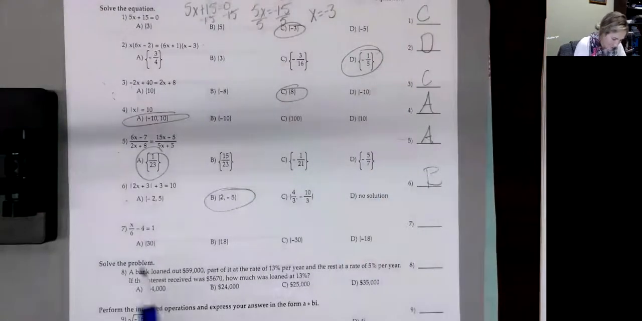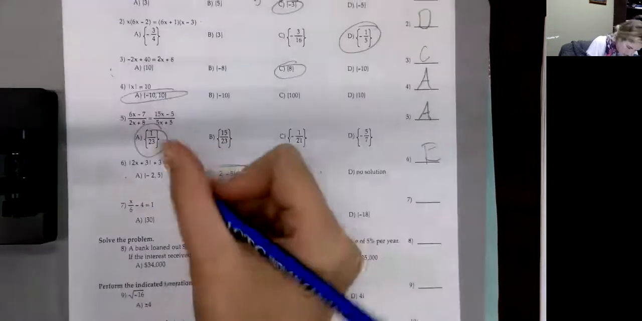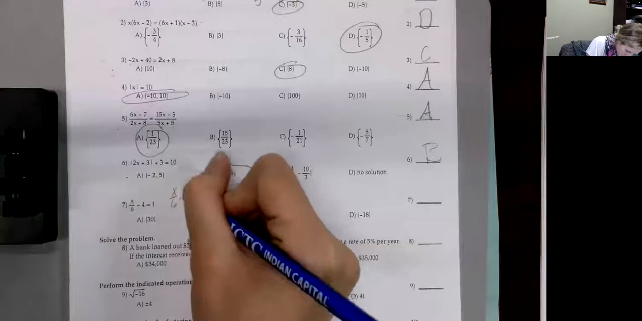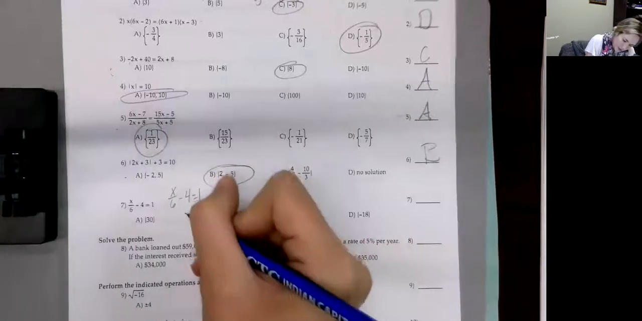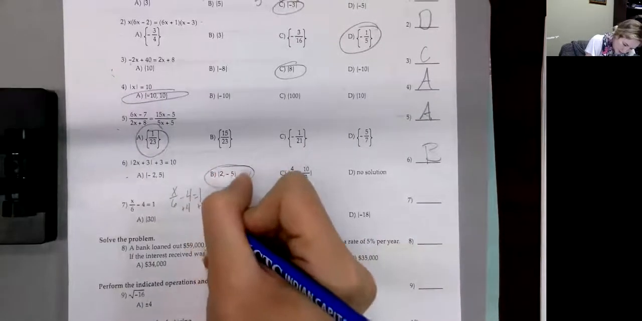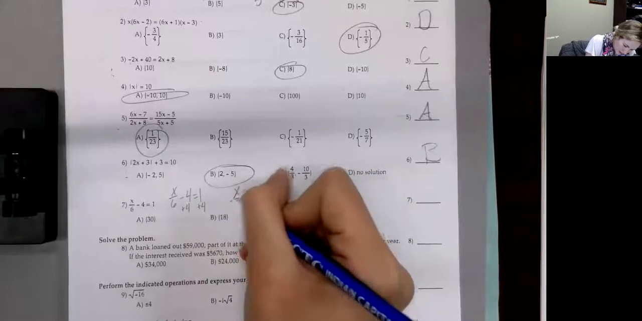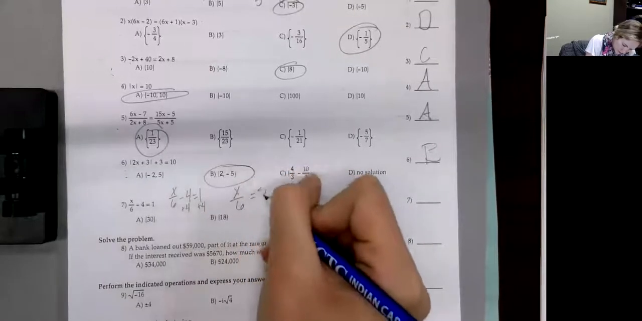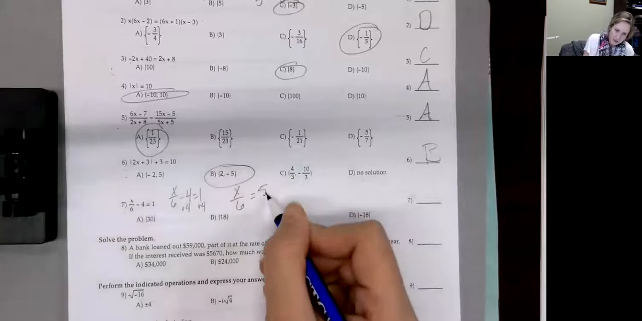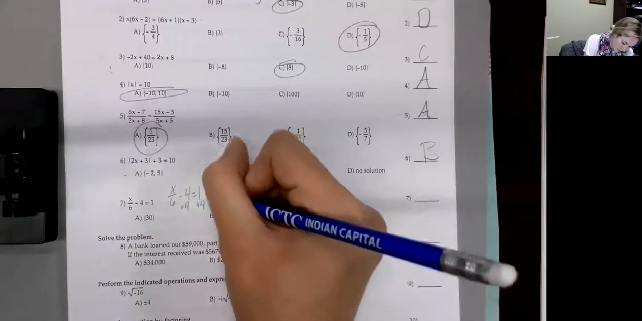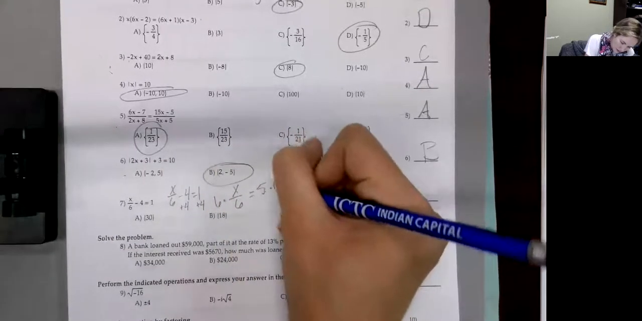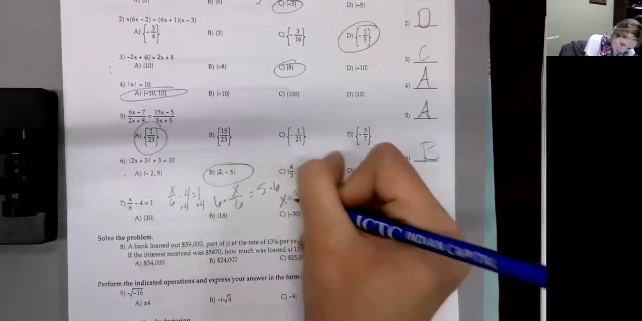Cool. Okay. So 7, we have x divided by 6, subtract 4 equals 1. So the first thing we do is add 4. Then we have x divided by 6 equals 5. What divided by 6 equals 5? Well, we can find that out by multiplying by 6 on both sides. So x would equal 30.